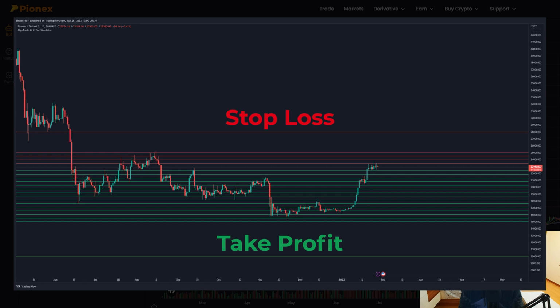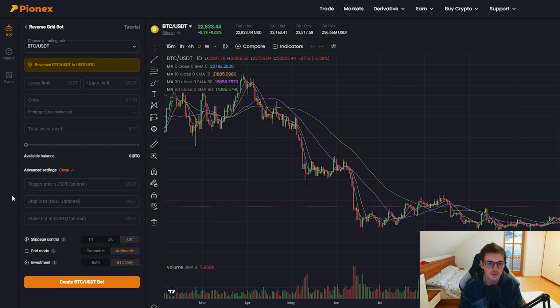The stop loss on a reverse grid bot is placed above the upper limit, and the bot will automatically stop and convert all your quote currency into the base currency, so in this case all USDT into Bitcoin. The take profit is placed below the lower limit, where the bot will automatically stop, only leaving you with Bitcoin. The goal of a reverse grid bot is to accumulate as much cryptocurrency as you can.